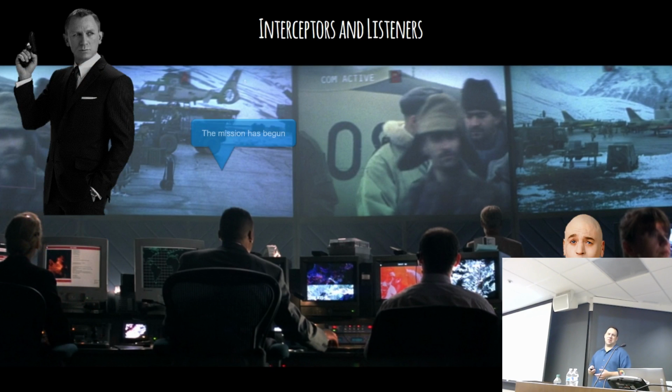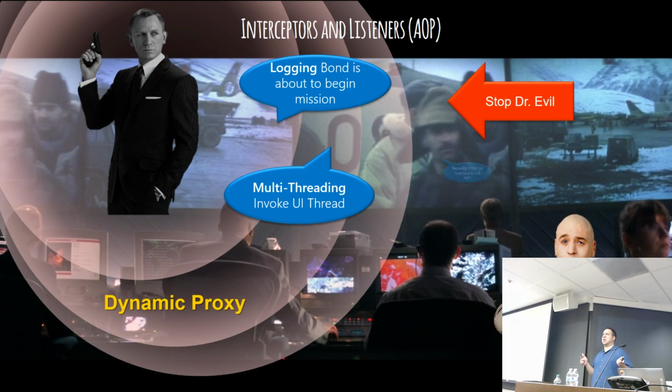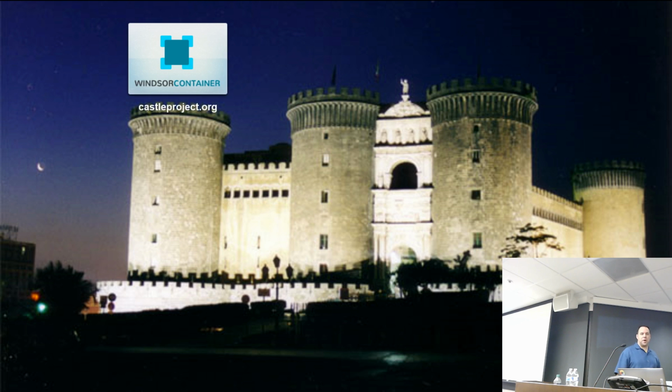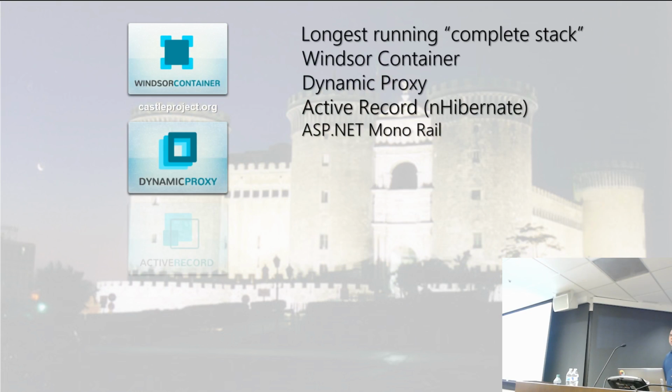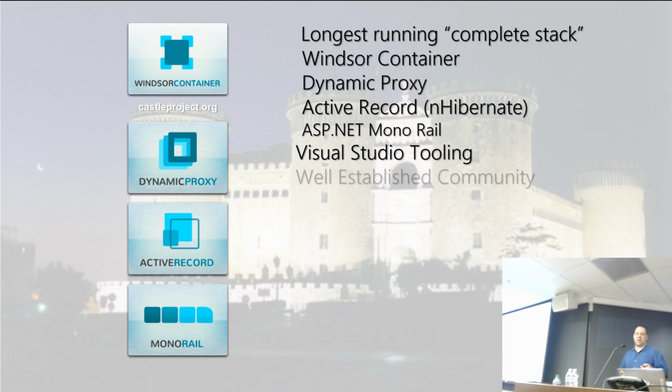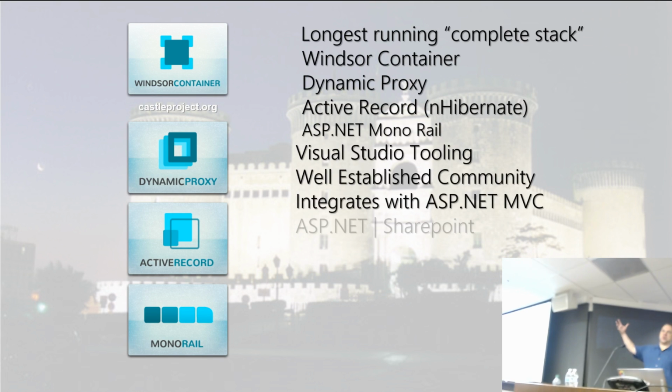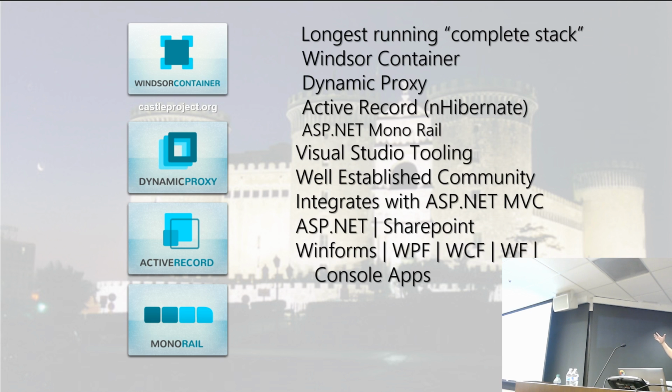We looked at some scenarios, not all the scenarios I wanted to. Let's talk about a couple DI frameworks and wrap up. So Castle Project is the longest running complete stack. Structure Map's been around longer, but Castle was the first group to do like an MVC framework, right? So they had Monorail for a long time. They had Dynamic Proxy, Active Record, which is really not an active project anymore, but it was still really cool at the time, right? There's a lot of stuff in the Castle project.